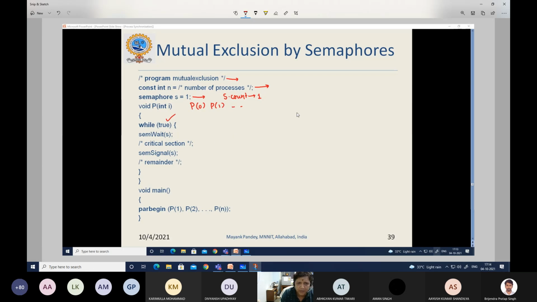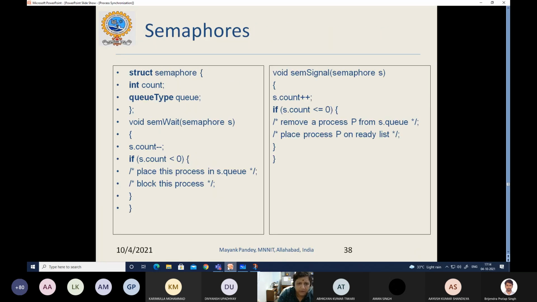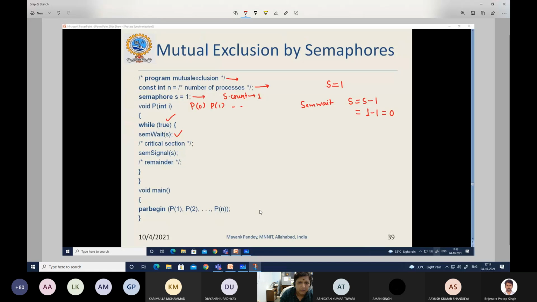While true, so S is currently 1. When you do sem wait S, suppose P0 gets a chance. So what it will do? It will decrement S equal to S minus 1. So it will become 1 minus 1 equal to 0. And see here, the process will be blocked only if S becomes negative. Right now it's not negative. So P0 can enter into its critical section. So P0 is here. P0 is executing in its critical section.